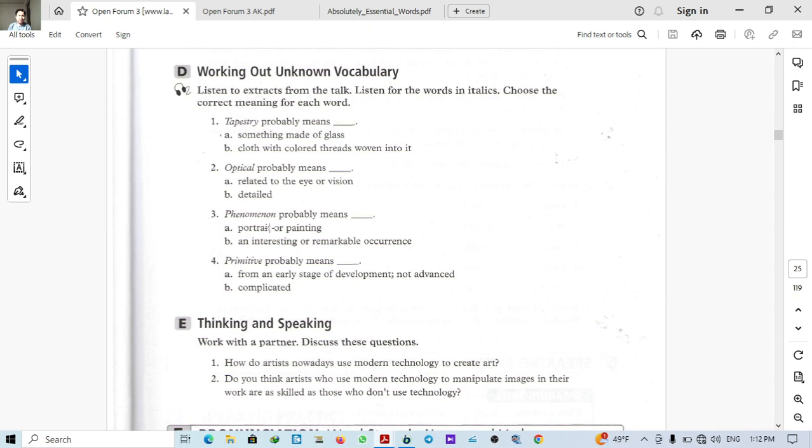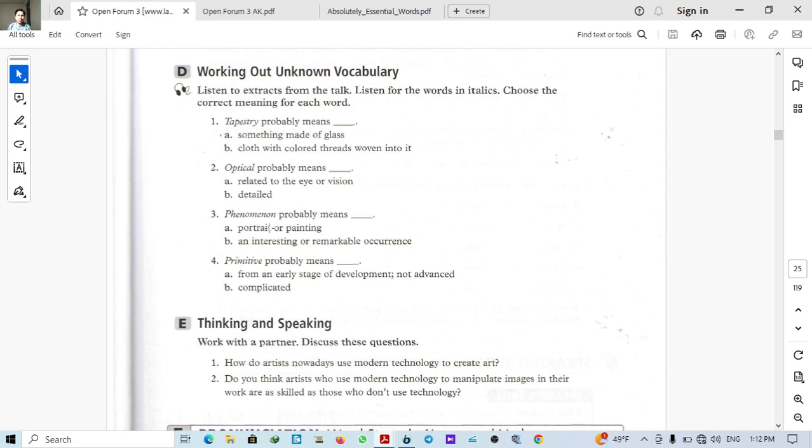Rather, you have to follow the speech or the utterances of the native speakers. And then if one word is actually missing there in one way or another, I mean, you do not understand the meaning, just guess the meaning from the context, right? So the same thing we are practicing here, working out unknown vocabulary. Working out here means figuring out or understanding unknown vocabulary words.